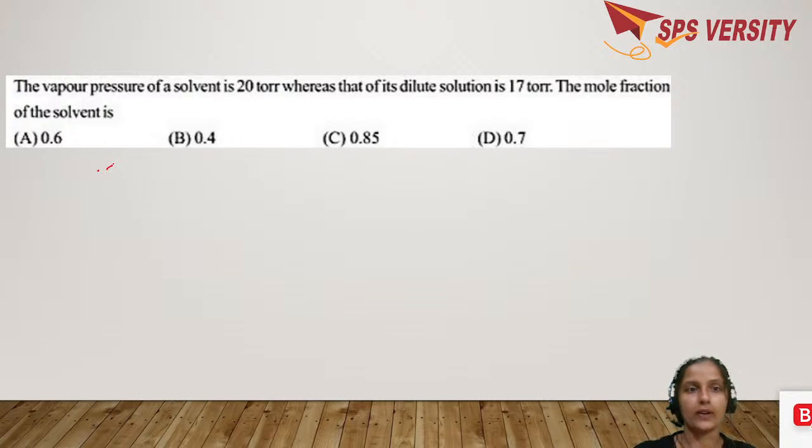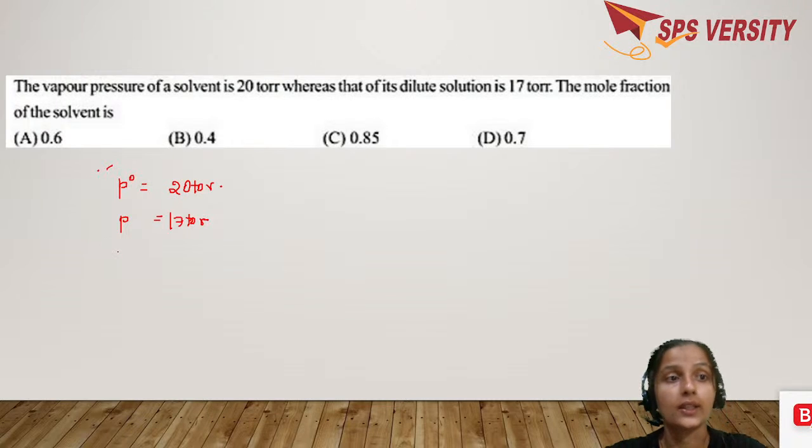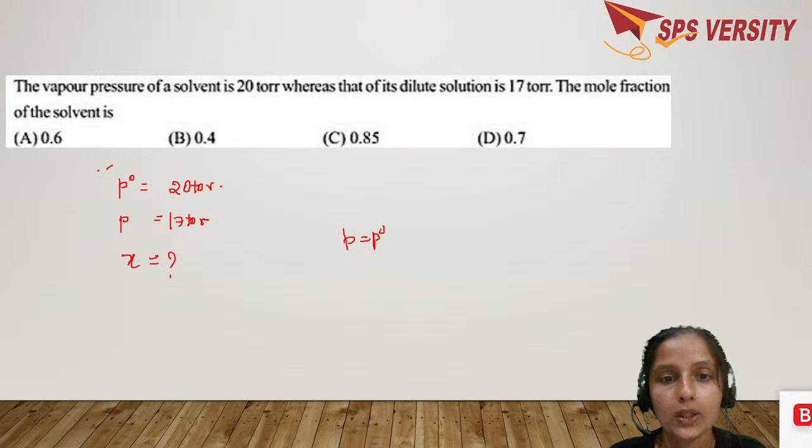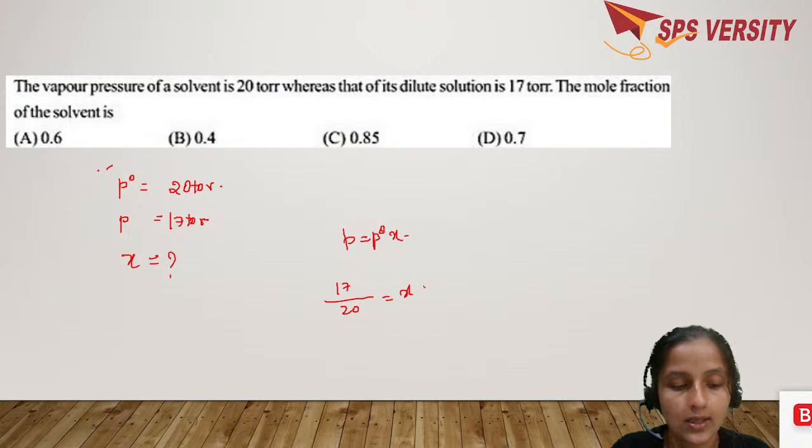They have given the vapor pressure of the solvent, P naught, as 20 torr, and for the solution it's 17 torr. What's the mole fraction of the solvent? How do you do it? P is equal to P naught times X. P is 17, divided by 20, is going to give you X. If you calculate 17 divided by 20, that's almost around 0.85. So the correct answer would be option C.